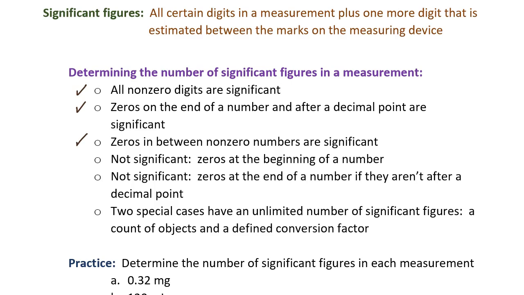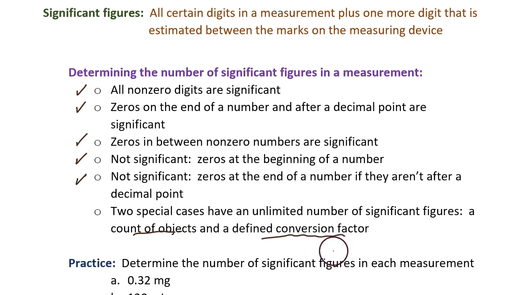However, sometimes zeros are not significant. Let's take a look at that. Zeros at the beginning of a number are not significant. Zeros at the end of a number, if they aren't after a decimal point, are not significant. There are also two special cases in which written numbers have an unlimited number of significant figures. That's when the number is a count of objects instead of a measurement off a measurement device, or when the number is a defined conversion factor.